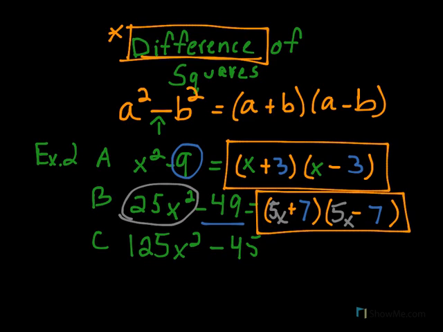Then you look at example C, and you go, wait a minute. This doesn't have a perfect square. 125 is not a perfect square, and 45 is definitely not a perfect square. So what happened? Now you have to start putting together everything that you know about factoring. What things do you know about factoring? Well, you could actually factor out a number.